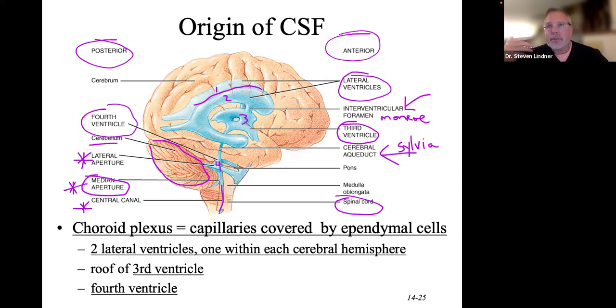What is actually producing the cerebral spinal fluid? It is ependymal cells. That's what's producing them. And they line the ventricles through a group of capillaries that are called the choroid plexus. And the choroid plexus is found in all of the ventricles, the lateral ventricles, third and fourth ventricle. So the choroid plexus is nothing other than a cluster of capillaries that are covered by the ependymal cells, and that's what's producing the cerebral spinal fluid.